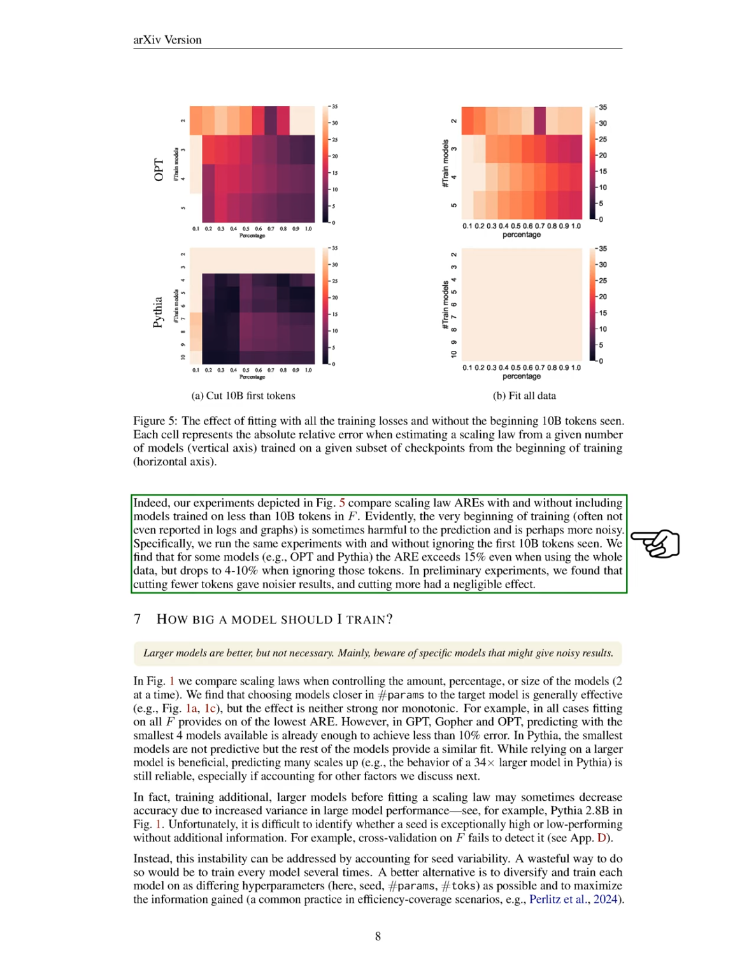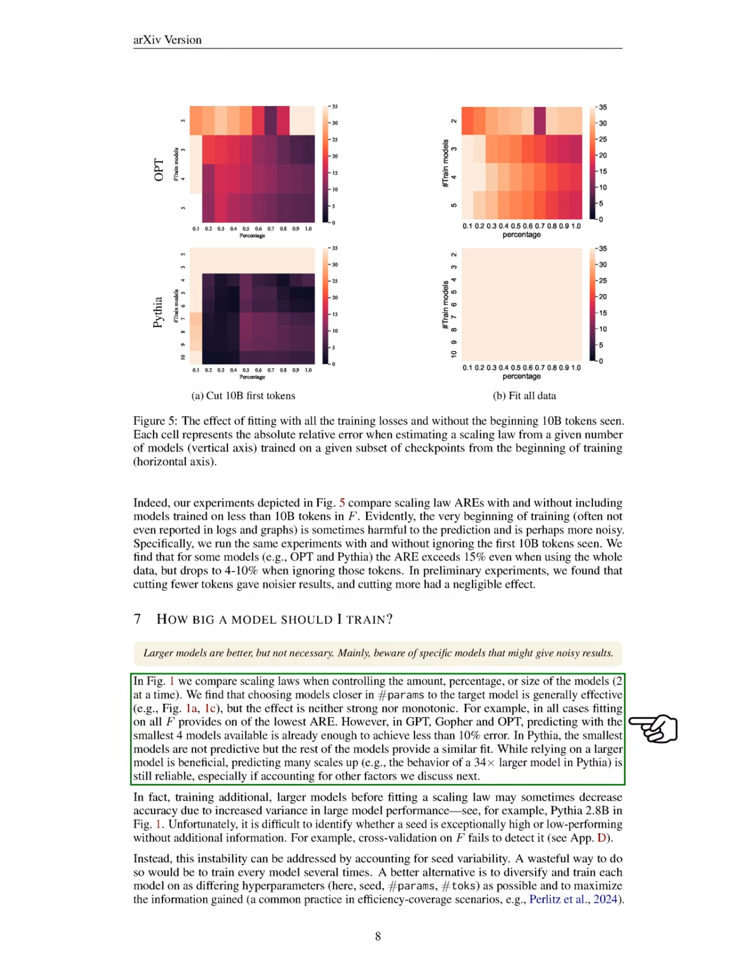For some models, like OPT and Pythia, the error is over 15% when using all data, but drops to between 4% and 10% when we ignore those initial tokens. We also discovered that cutting fewer tokens leads to noisier results, while cutting more has little effect. Next, we examine how to determine the size of the model we should train.